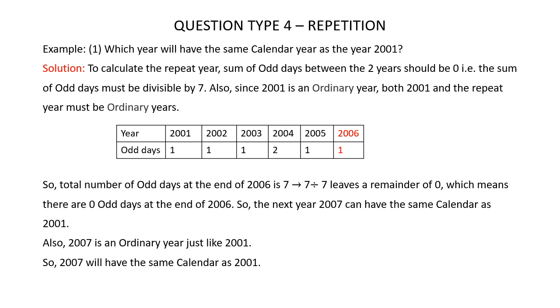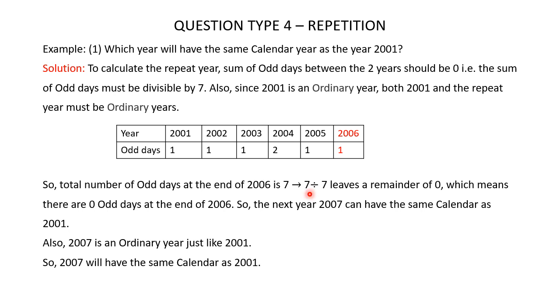So let's start with the year 2001. Now 2001 is an ordinary year, so one odd day. 2002 is an ordinary year, so one odd day. 2003 is an ordinary year, so one odd day. 2004 is a leap year, so two odd days. 2005 is an ordinary year, so one odd day. 2006 is an ordinary year, so one odd day. Now, as you can see here, the sum of odd days at the end of the year 2006 is 7.